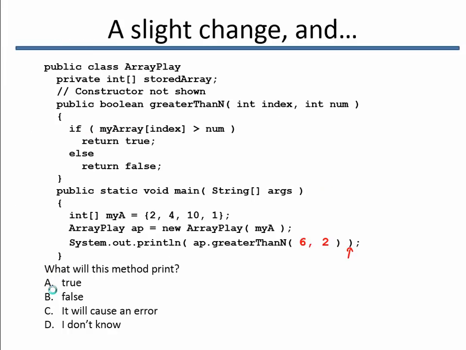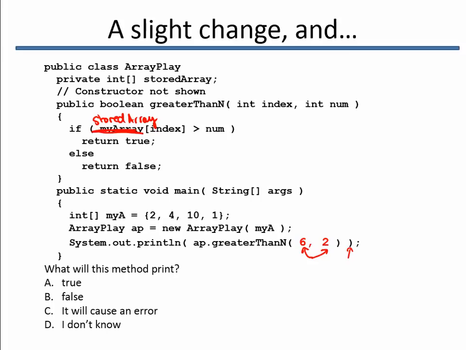Now I'm going to make a slight change. I'll make that fix again to my code. So this should be stored array rather than my array. So now I have stored array of index like I had before. So now I want to know, what does this method print? All I've done here is I have swapped the order of these arguments. So instead of passing in 2 then 6, I'm going to pass in 6 then 2. So what does this method now print? Take a second.